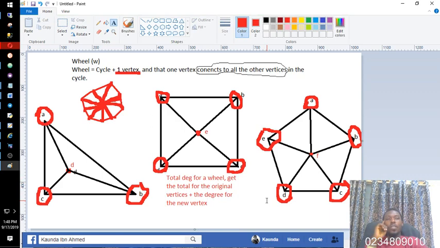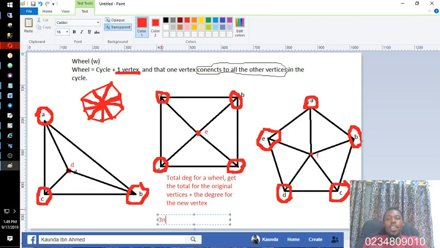The original ones now all have a degree of 3. So if they are 4, that is 3, 3, 3 up to 4. If they are 5, 3, 3, 3 up to 5. If they are 6, 3, 3, 3, 3 up to 6. If you don't know, you say n. So the degree of the original will now be 3n, because each one will have 3, times the number of vertices. Then you add it to the degree of the new one.